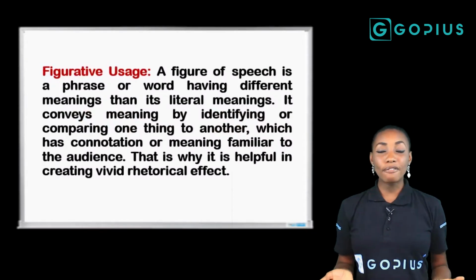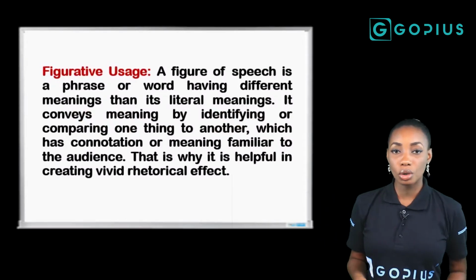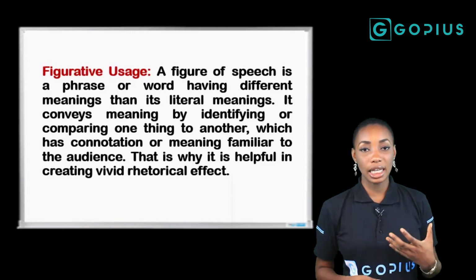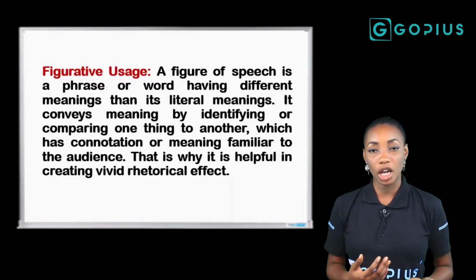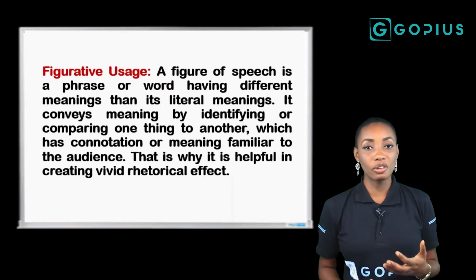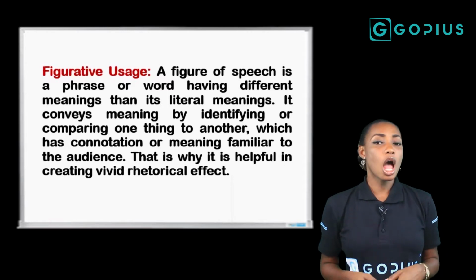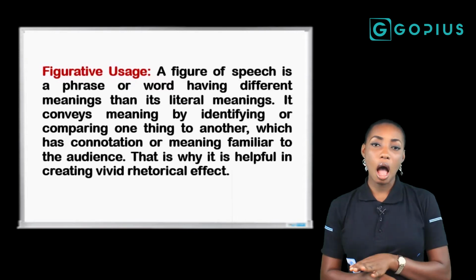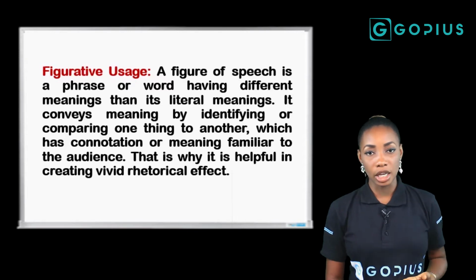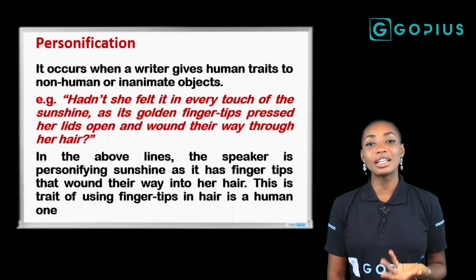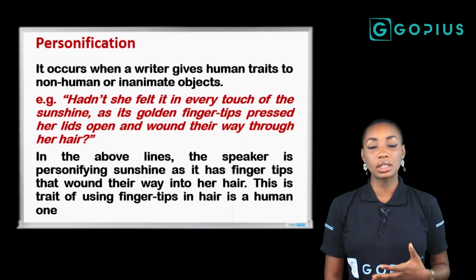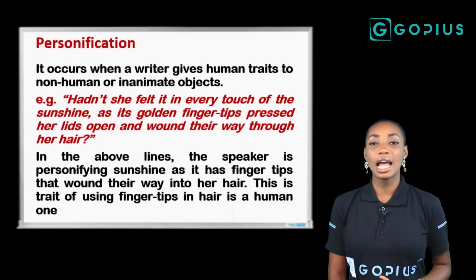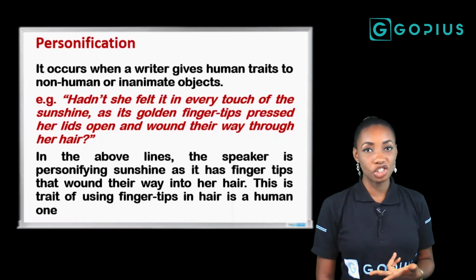That is why it is helpful to create vivid rhetorical effects. This is what the different types of figures of speech help you achieve, to create a rhetorical effect so that people do not need to ask you questions, but they already know what it means, aside from the dictionary and plain denotative meaning. So we're going to be looking at the first type of figure of speech we'll be talking about in this class, and that is personification.